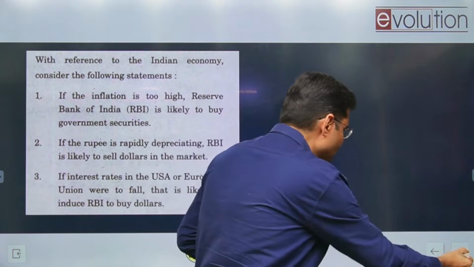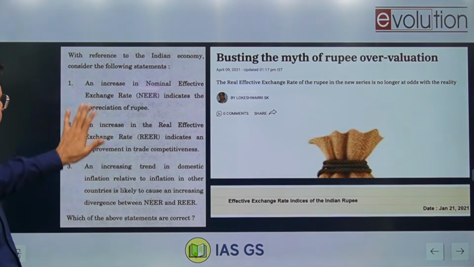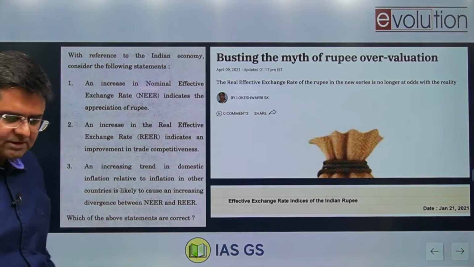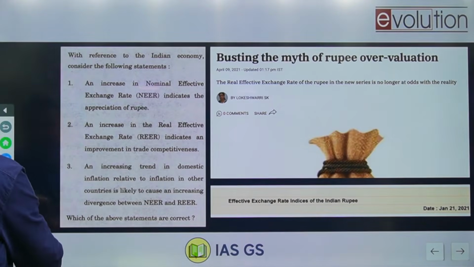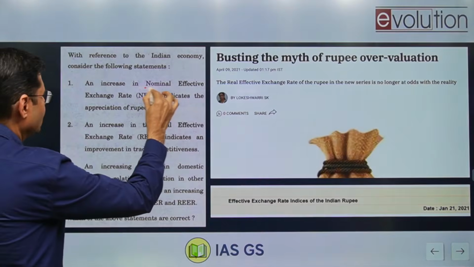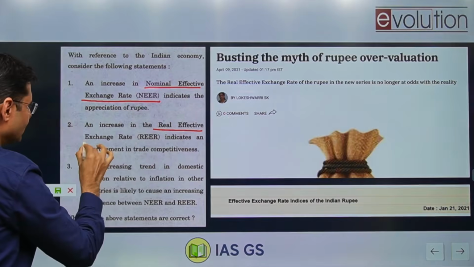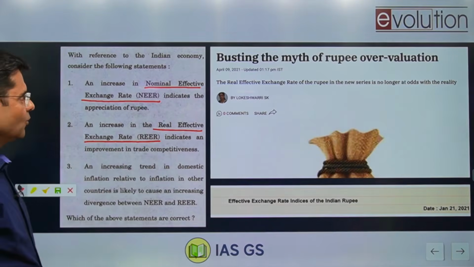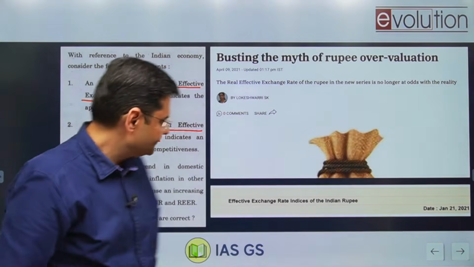In the meantime, staying with a couple more examples, again an Indian economy based question. This question was asking you about the nominal effective exchange rate and the real effective exchange rate. What was the trigger? The trigger was a revision.